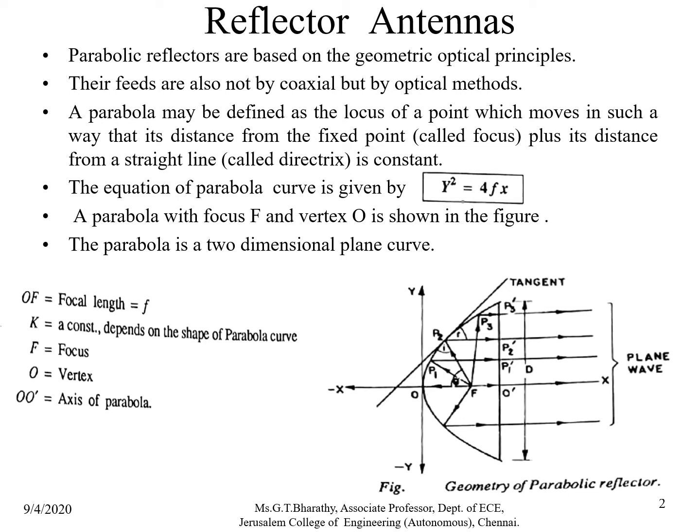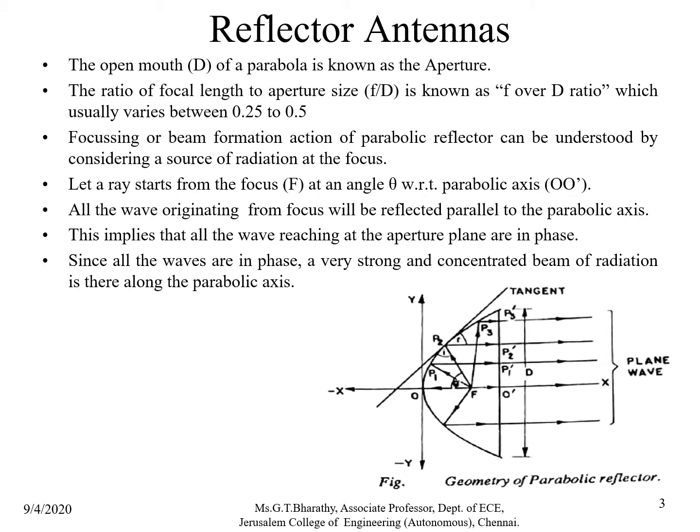The dimension of the aperture is represented by D. So we have OF, which is the focal length, or it is simply represented as F. K, which is a constant, depends on the shape of the parabola. F is the focus, O is the vertex, and O dash is the axis of the parabola. The open end of the parabola, we call the aperture. One of the important characteristics of any reflector antenna is the F by D ratio, which is called the F over D ratio, which usually varies between 0.25 to 0.5.